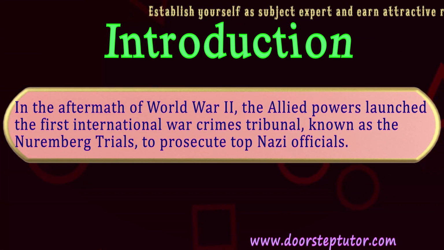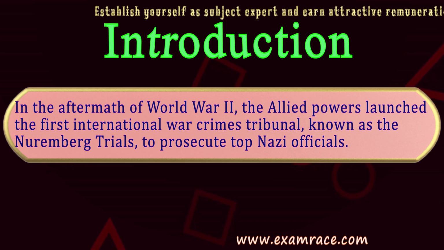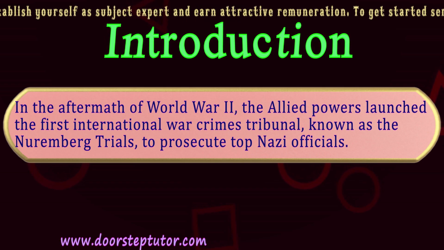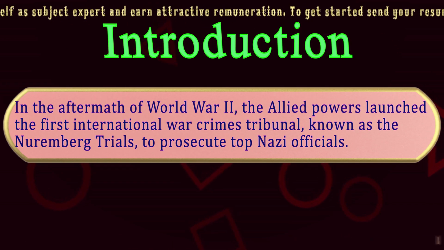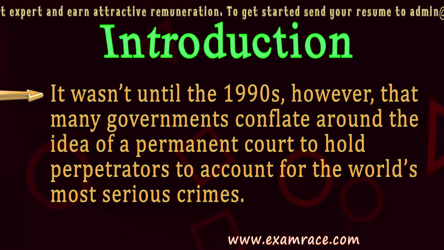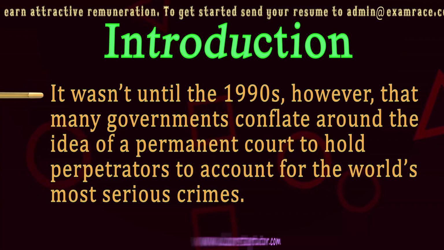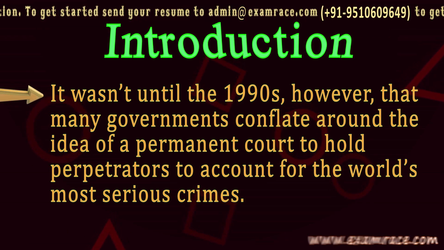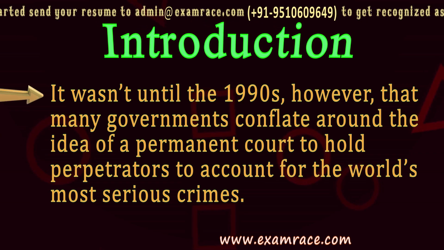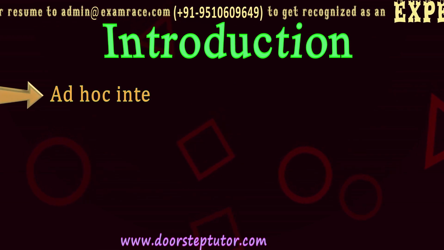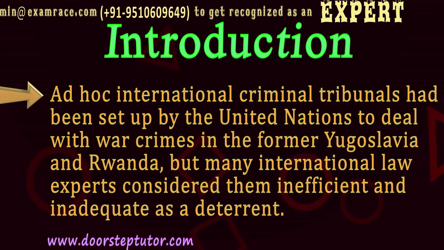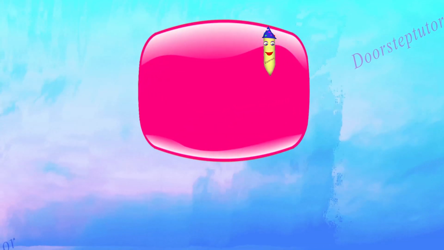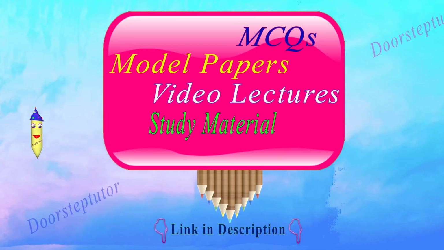If you see how it evolved, after the Second World War, the Allied powers launched the first international war crimes tribunal, known as the Nuremberg trials, to prosecute top Nazi officials. Until the 1990s, many governments conflicted around the idea of a permanent court that could hold perpetrators to account for serious crimes. Ad hoc international criminal tribunals were set up by the United Nations to deal with war crimes, as you see in the former Yugoslavia and Rwanda.